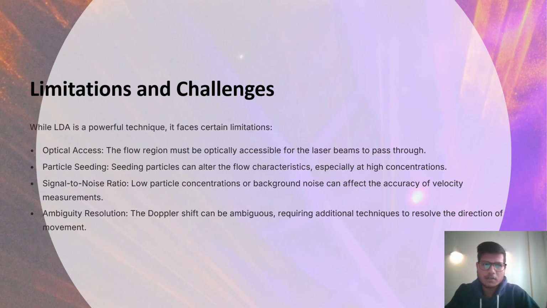It has some limitations and challenges. Although it is very powerful, it also has some limitations. These are optical access, particle seeding, signal to noise ratio, and ambiguity resolution. The flow region must be optically accessible for the laser beams to pass through. Seeding particles can alter the flow characteristics, especially at high concentration. Low particle concentration or background noise can affect the accuracy of velocity. And the Doppler shift can be ambiguous, requiring additional techniques to resolve the direction of the movement.